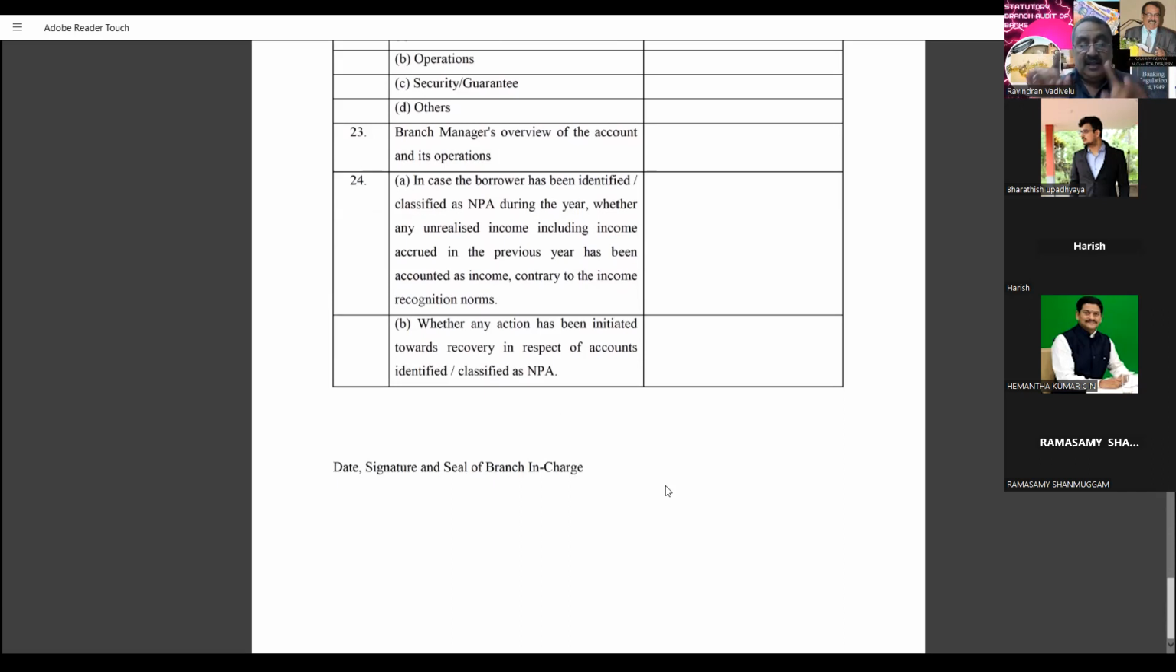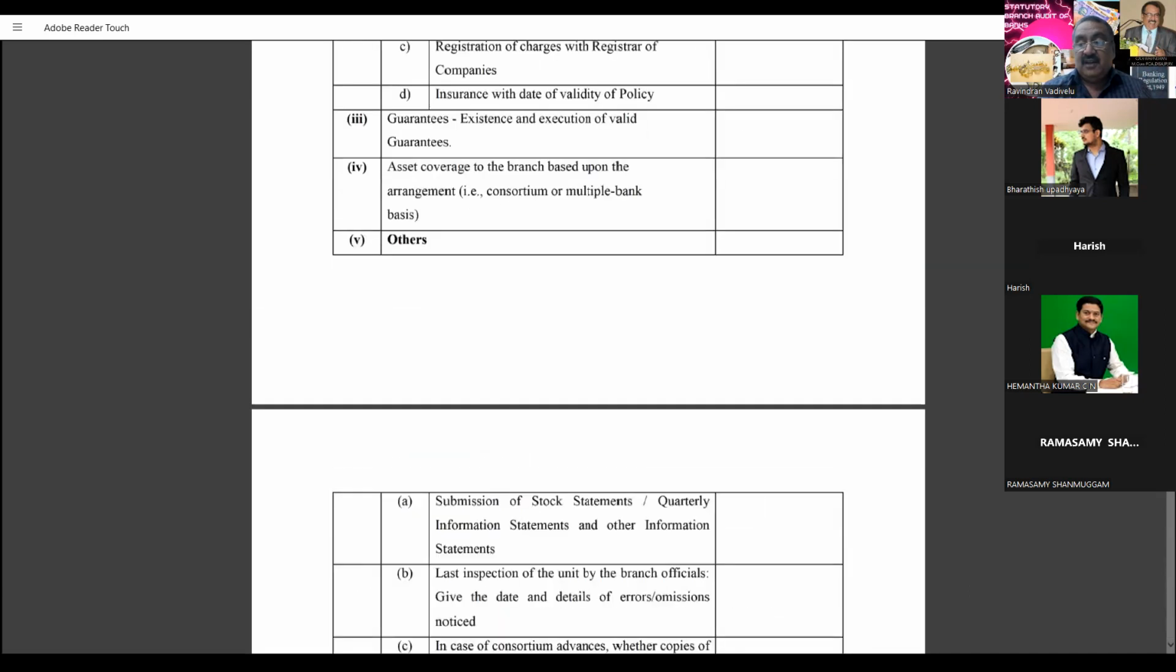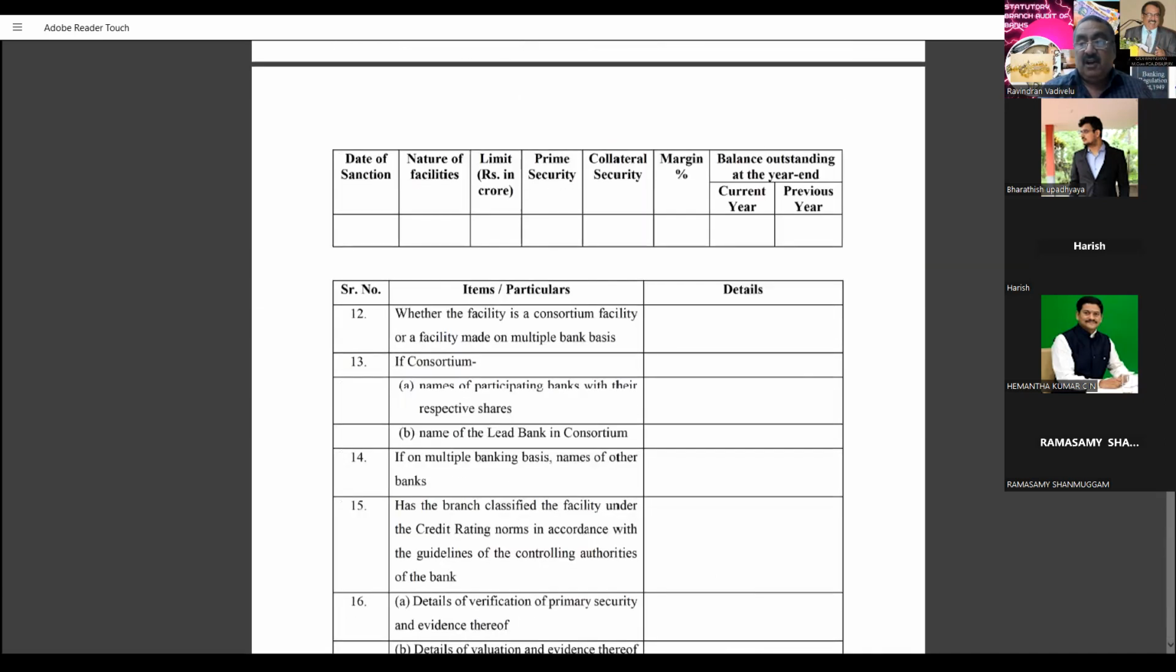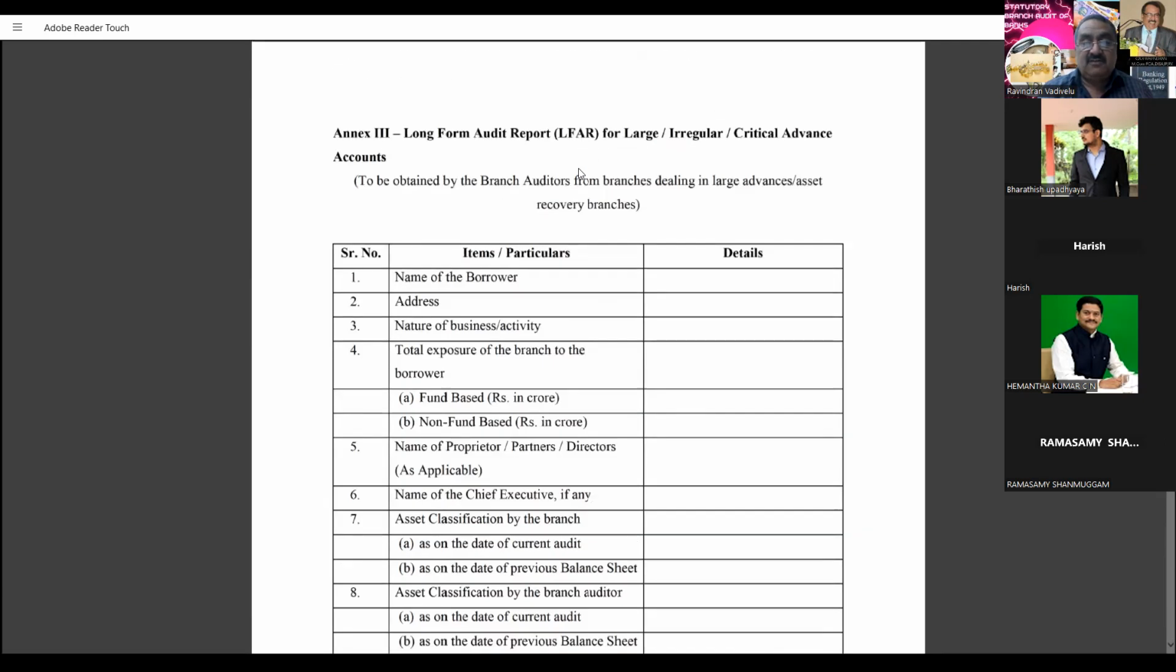I will clearly say that it is not your duty to prepare the Annexure 3. It is the duty of the branch manager to prepare all the items that we have seen in this Annexure 3 in cases of large advances, irregular advances or critical advance amounts. So this Annexure 3, as per the LFAR, has to be prepared only by the branch manager or branch manager in charge, and not by you.